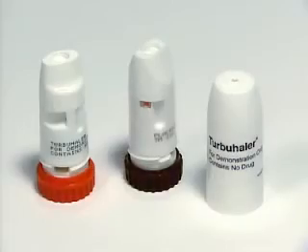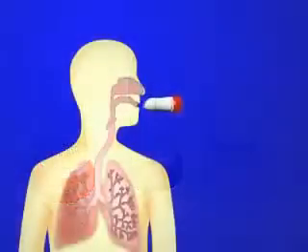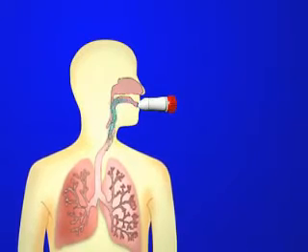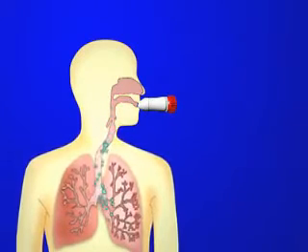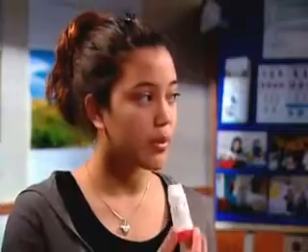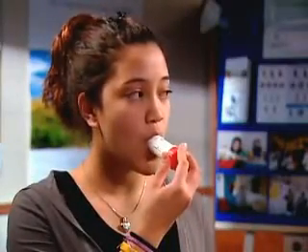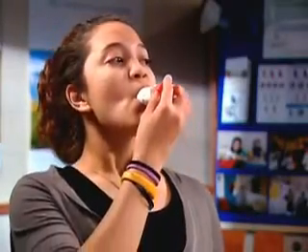A turbuhaler is a medication delivery system used by adults and children 6 years of age and older. The system is inhalation-driven, meaning that medication is delivered to the lungs through the force of breathing in. Unlike aerosol inhalers, the medication is dry powder and no propellants are required to deliver it.